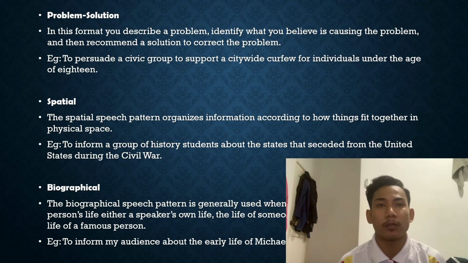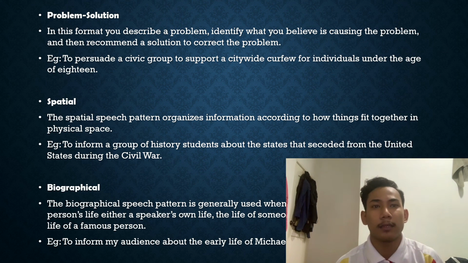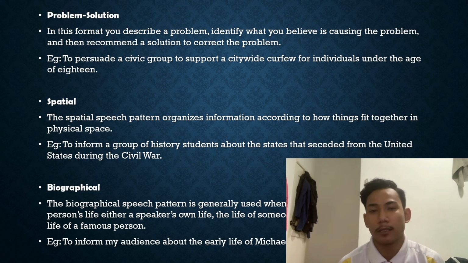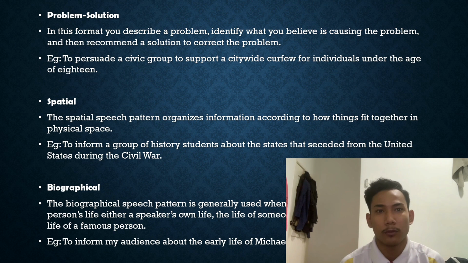Next, we move to the problem solution pattern. In this pattern, you basically describe a problem, identify what you believe is causing the problem, and then recommend a solution to correct the problem. As an example, to persuade a civic group to support a citywide curfew for individuals under the age of 18. Okay, that is the problem solution pattern.